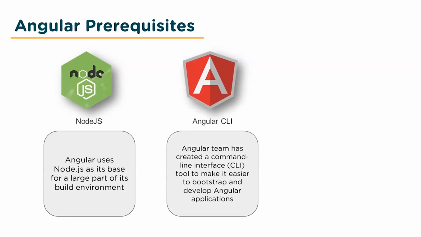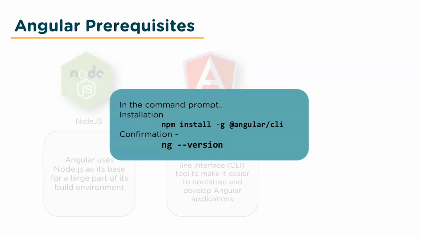Next up is the Angular CLI. This command line interface is a tool that makes it easier to bootstrap and develop your Angular applications. To install the latest version, run the command npm install -g @angular/cli on your command prompt. And finally, to confirm installation, check for its version.